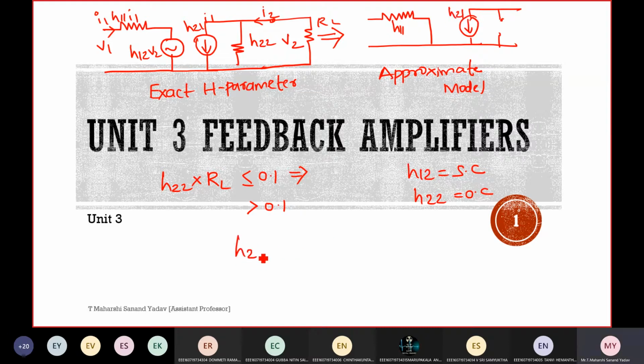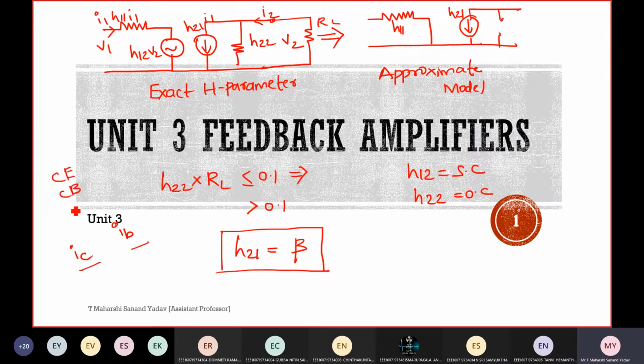And one more parameter. H21 is also called as beta. Remember this. Why beta? Can anyone tell me the relationship between IC and IB? We have seen CE, CB and CC models. In these configurations, tell me the relationship between IC and IB. IC is equal to beta IB. So IC is nothing but beta IB.